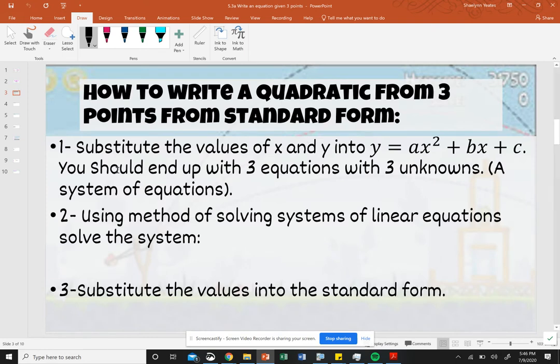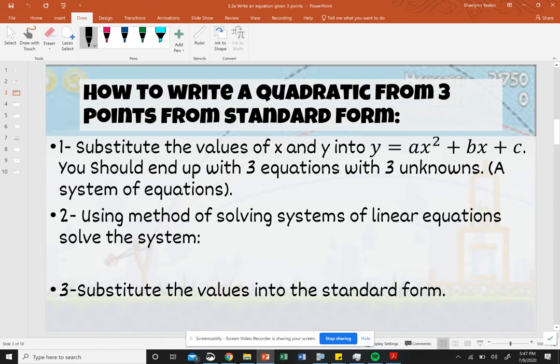So the first step is to substitute the values for x and y into y equals ax squared plus bx plus c. You have 3 equations and 3 unknowns, because 3 points gives you 3 equations. Okay, and the 3 unknowns are A, B, and C. So using a method of systems of linear equations, so our way of solving linear equations is to graph them. That's not optional because we do not have a way to graph in 3 space. There is a way to do it. We currently don't have one, us, in our classroom.